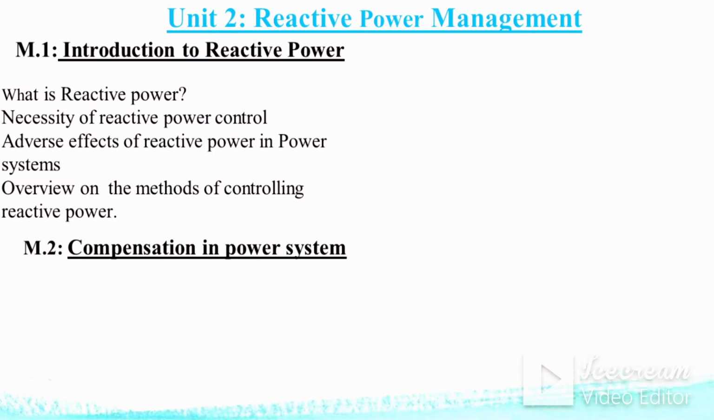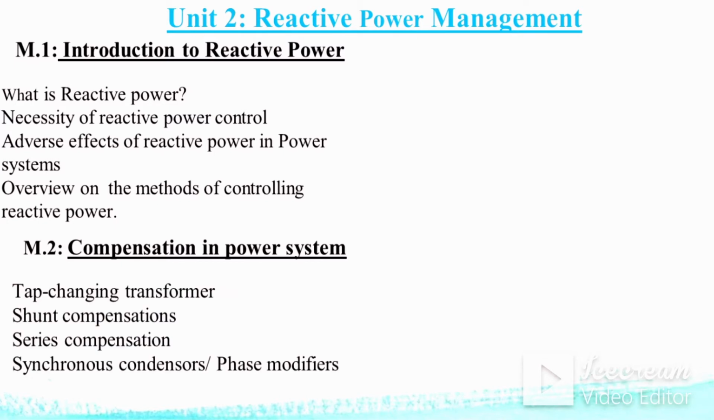In module number 2, we will deal with compensation in power systems. In this, we are going to see various types of reactive power managing techniques: tap changing transformer, shunt compensation, series compensation, and synchronous condenser or phase modifiers.